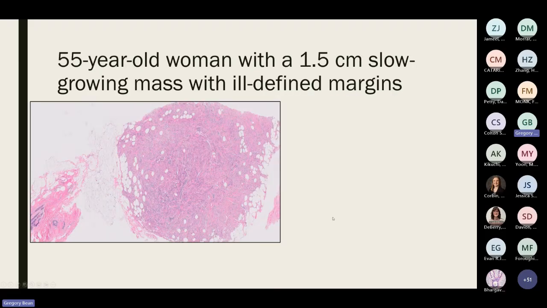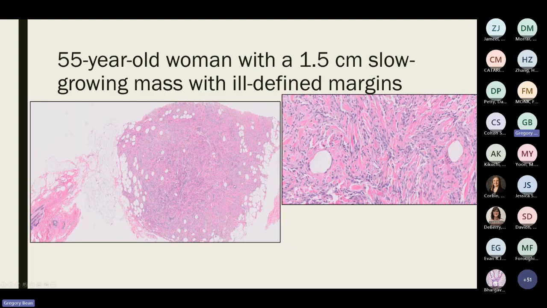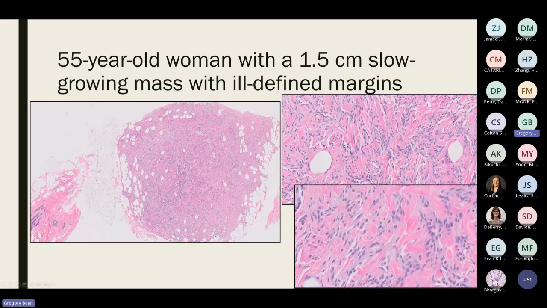Next case, a 55-year-old woman with a 1.5 centimeter slow-growing mass with ill-defined margins. She got a core biopsy, and you see these relatively cellular fascicles of bland spindle cells, higher power. Perhaps there's some fat either at the lesional border or maybe inside the lesion itself.